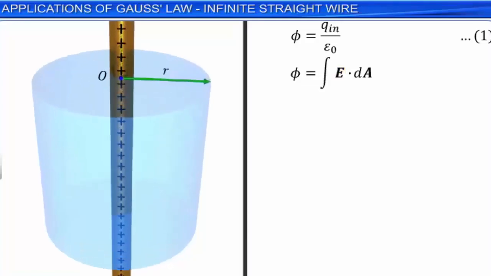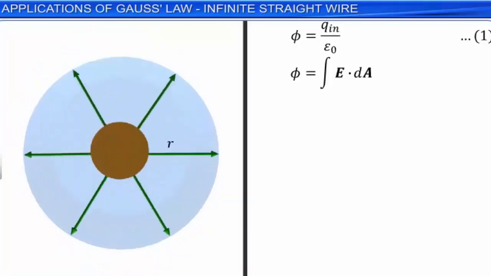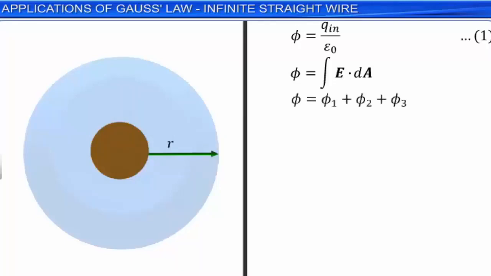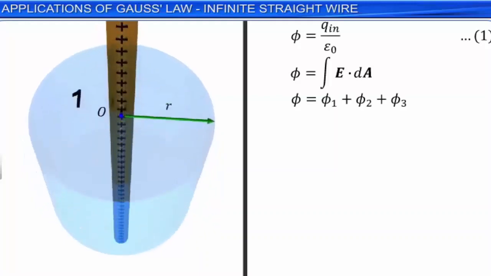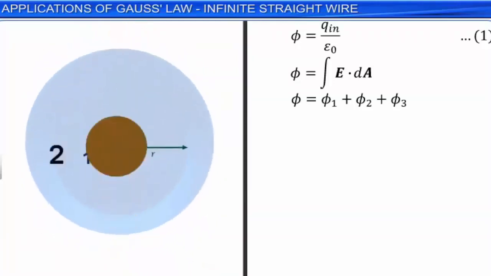At all points on the Gaussian cylinder, the electric field strength E is perpendicular to the curved surface of the cylinder, since the electric field due to the charged wire points away from the positively charged wire, as discussed earlier. If we calculate the net flux phi through the Gaussian surface, it will be the sum of electric flux phi 1, phi 2 and phi 3 through the surfaces 1, 2 and 3 respectively, as shown.